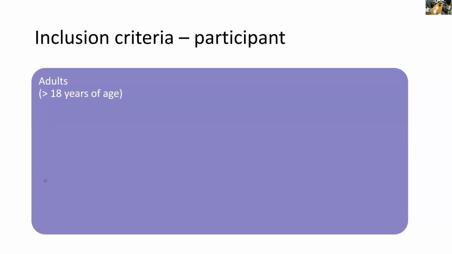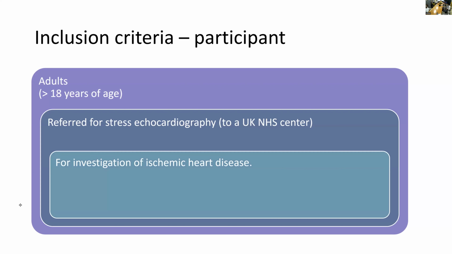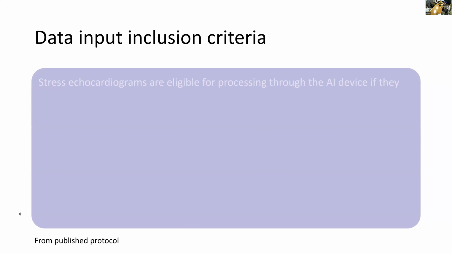So inclusion criteria for participants were adults who were referred for stress echo in a UK NHS center which is part of the trial, and the intention was to investigate for ischemic heart disease. Now, they have mentioned inclusion criteria for data input in the published protocol, but not in this trial paper itself.